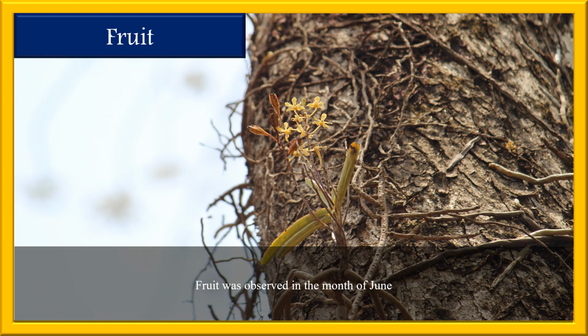Then you can see the fruit part. The fruit is observed in the month of June, and it is a capsule, oblong, ellipsoid, sharply angled, as you can see in this picture.